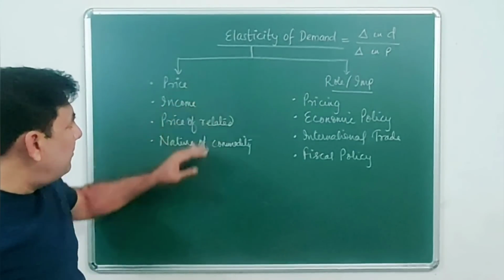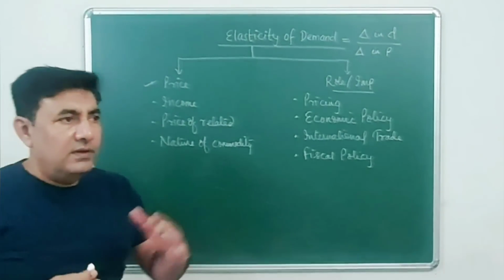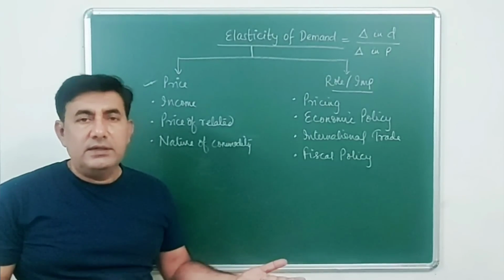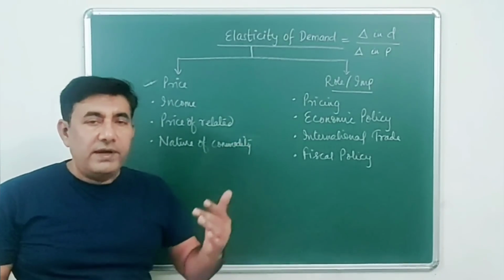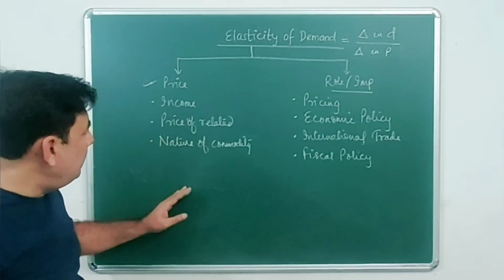Now let's see what are the factors that affect the elasticity of demand. First one, same like what we did just now, you can describe those same points and write them. What are the factors that affect the demand? Same, there is not much difference, they are the same points.